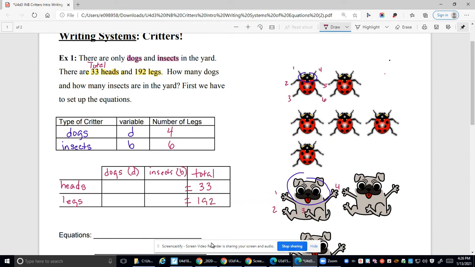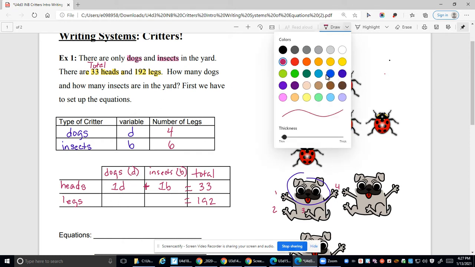Okay? So now let me go over here. We said we had 1 head for every dog. 1 head per dog looks like this, 1D. So if I had 3 heads, it would be 1 times 3, which is just 3, right? Now, when we look at the heads for the insects, again, we had 1 head, so that's going to be 1B. And this is a total, so we're going to be adding. If it said like difference, that might be a clue that, hey, we're going to use minus. But in this case, we're adding, okay? Now I'm going to go ahead and do the second one.